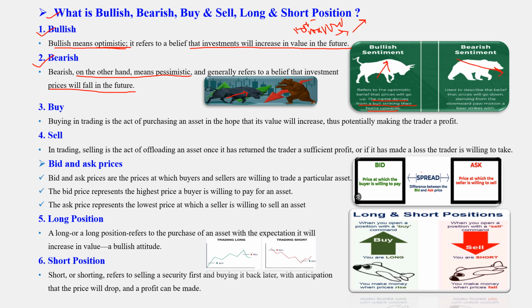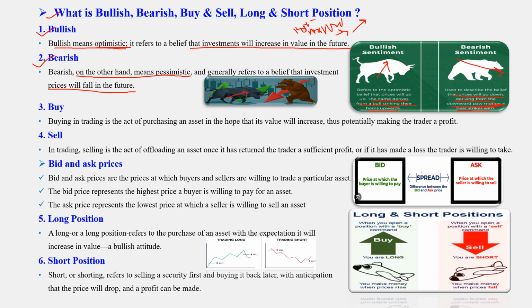Bearish sentiment means this bear. This is a bear, and it is used to describe the belief that prices will go down, deriving from the downward paw motion of a bear striking. This is a bear motion with the paw in a downward direction. So the market will be going down in the future, right? These words are taken from the bull and bear.